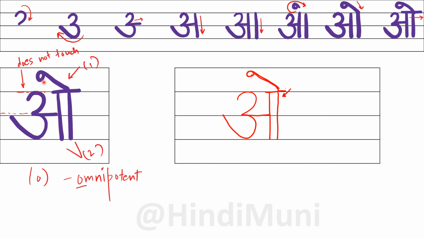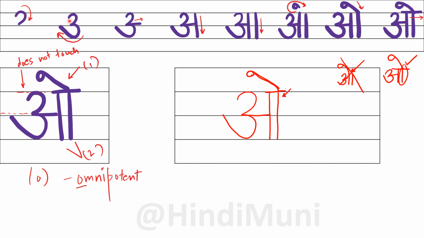This is called the matra. The matra touches the second vertical line. If you write it this way, for instance, and it touches the first one like it is over here, then it becomes wrong. It has to be on the second vertical line. Then it is right.